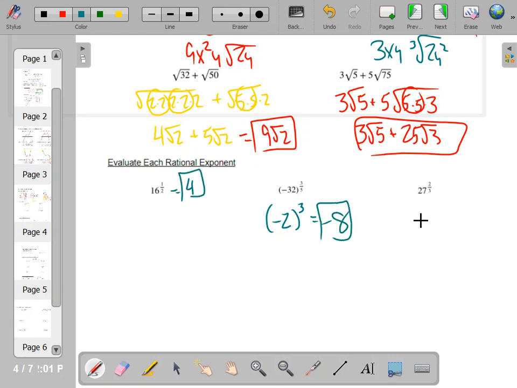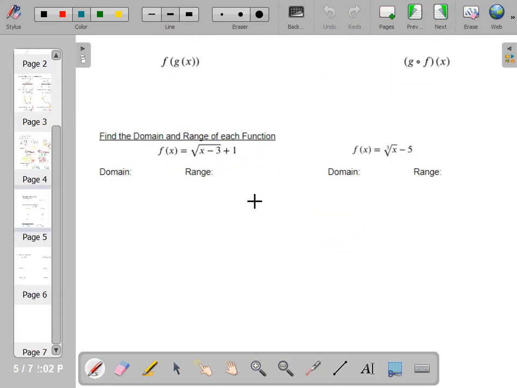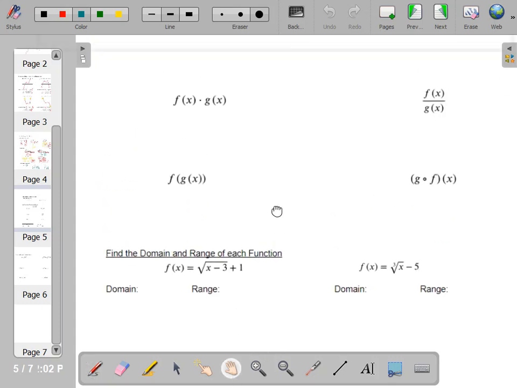Here, take the cube root of 27. That's 3, and then square it. You get 9. You just have to know that the denominator is the root, and the numerator is the power. So do the root and then the power. Usually it's easier. It doesn't really matter, but it's usually easier.